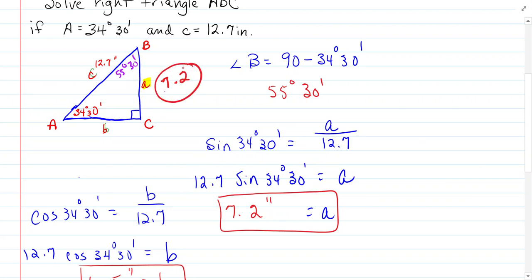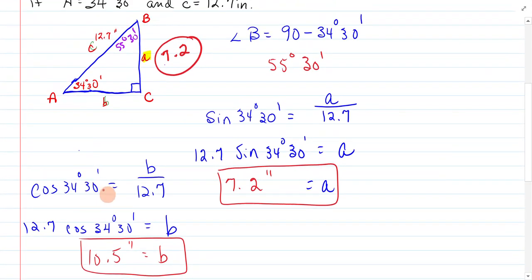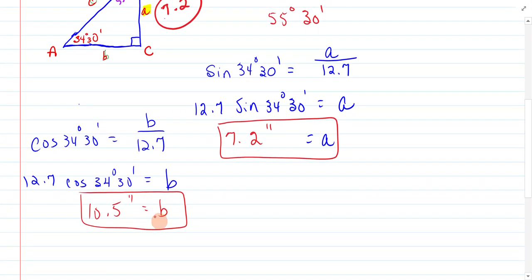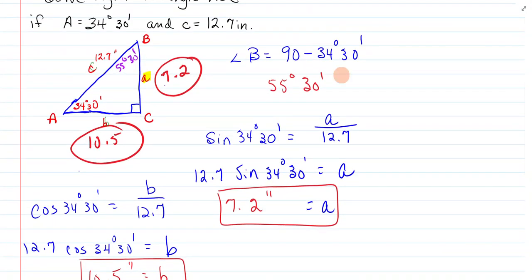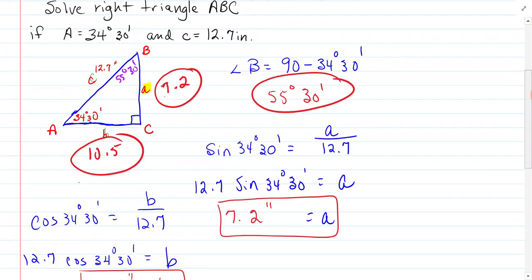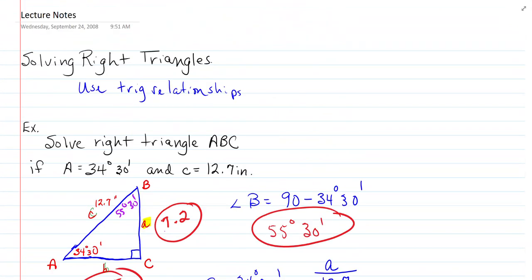You can do the same thing with the cosine to solve for B. So we have cosine of 34 degrees 30 minutes is equal to B, adjacent over hypotenuse. So B over 12.7. Multiply 12.7 on the other side, and you do that in your calculator, and you get the 10.5. So we solved for angle B and the two missing sides A and B, and that is solving the right triangle. That's what we're going to do in our problem set. So let's go look at those.